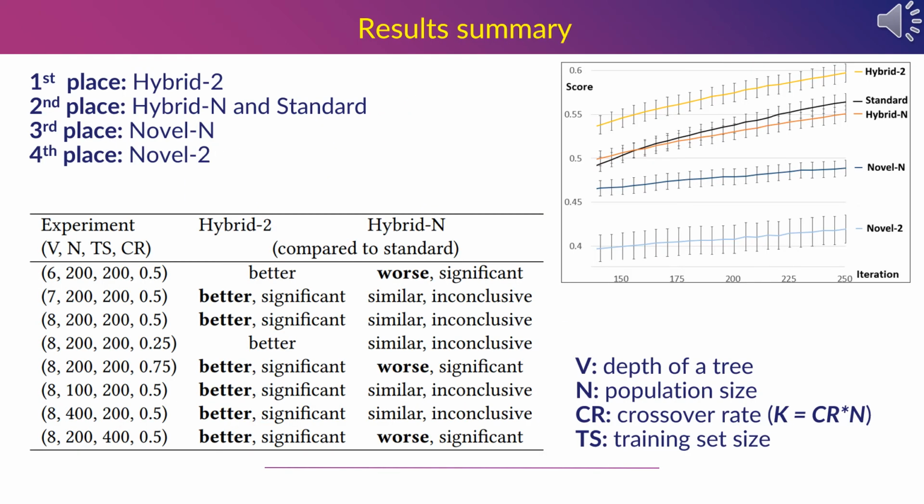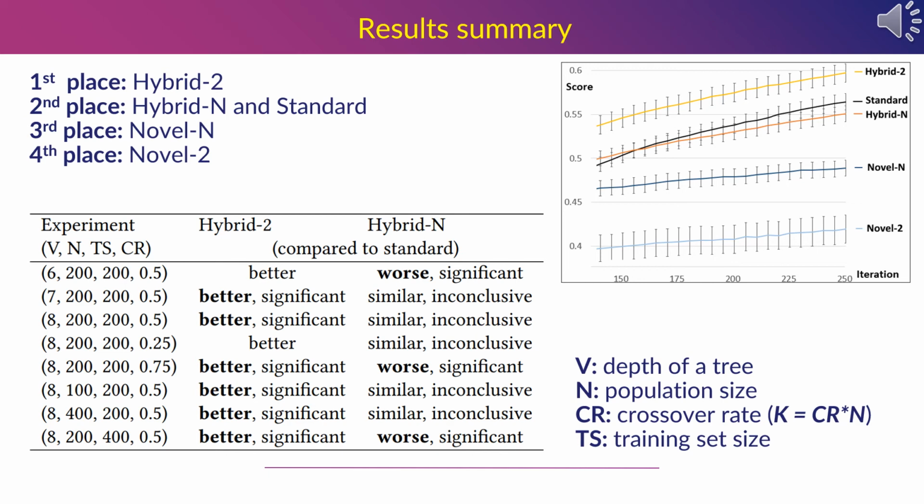All right, let's get to the results. The methods were tested in 8 experimental setups. They varied with regard to the depth of the tree, which stems from the number of independent variables, the population size, the portion of the population that undergoes the crossover, and the number of elements in the training set that were used to compute the fitness value.